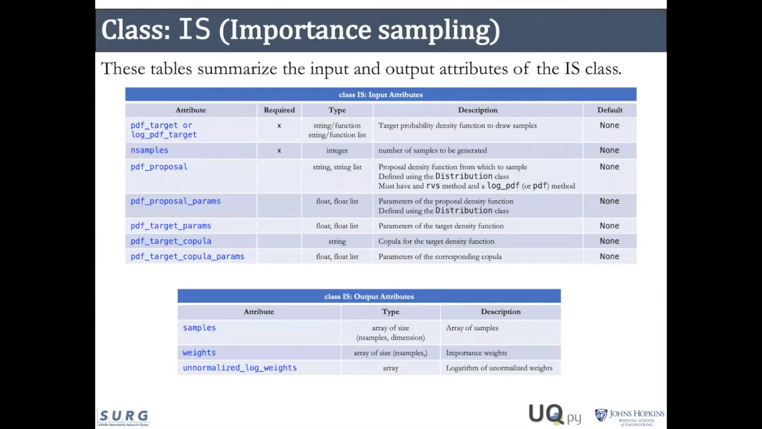So here is a summary of the input attributes of the importance sampling. There's a small mistake here. There are actually 3 required arguments: the PDF target or log PDF target, the number of samples that we've generated out of that process, but also PDF proposal is also required. There should be an X in that box here. And again, it has to have an RVs method and a log PDF. Then the other 4 are just parameters that are needed or not, depending on how you define your proposal and your target. And the output that you get out of that process are the samples that you've sampled from Q and the weights, the importance weights.